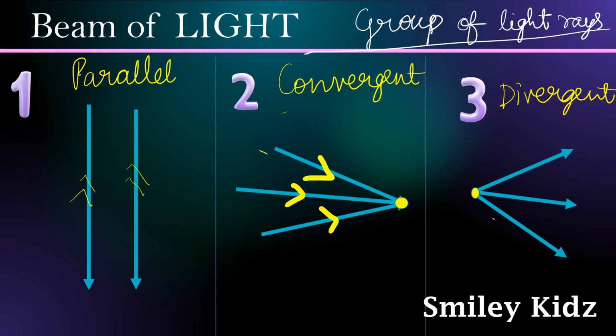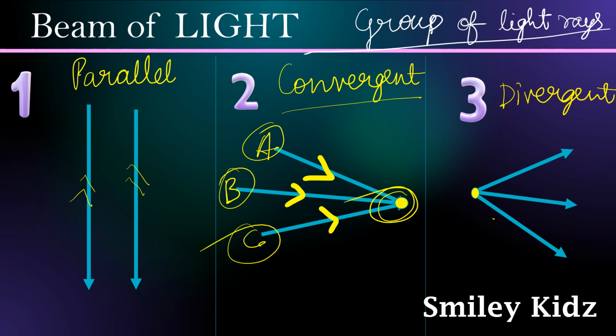Now, what is a convergent beam of light? The group of light rays which actually meet at a specific point is known as a convergent beam of light. In this case, let's say these are the rays A, B and C. The A, B and C light rays are converging, that is, they are meeting at a specific point named P. Such beams of light are known as convergent beam of light.